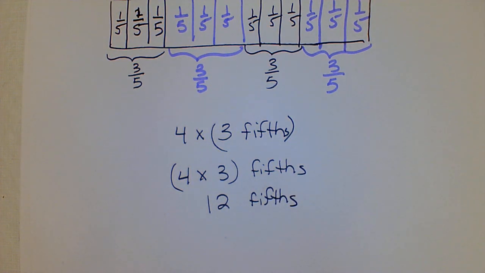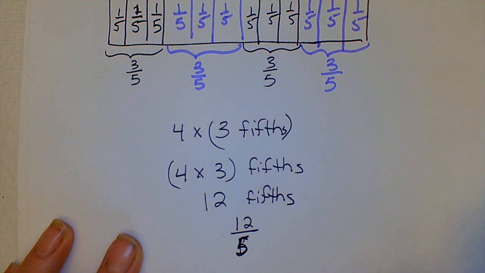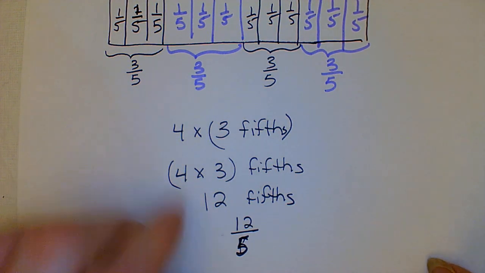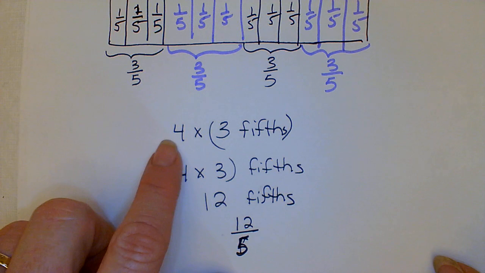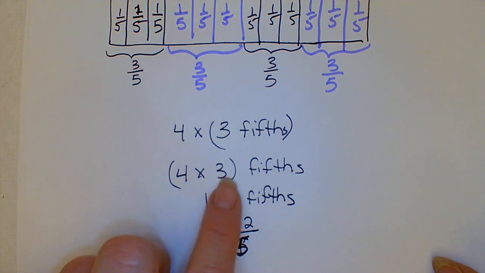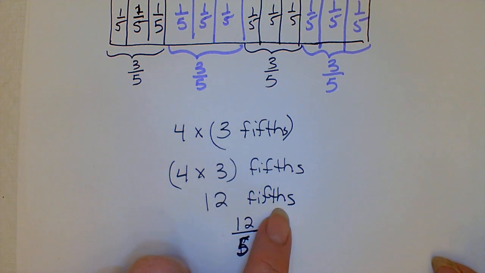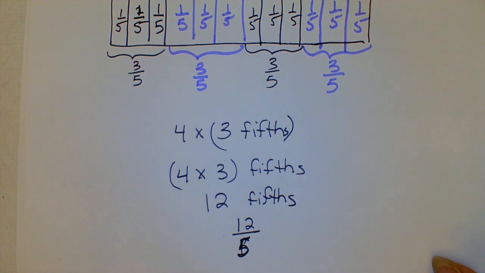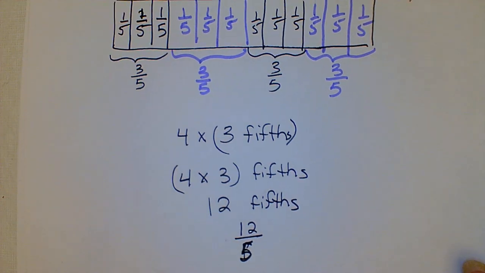But what do I do with this? Well, since they're fifths, I have to put it over 5. All right, so I hope this is making a little bit of sense. Now let's do it strictly numerically. So here we did it using words to show this. We did 4 times 3 fifths, 12 fifths. So we just changed how we were grouping it. So this is the explanation way. Now let's do it the easy way, the math way.